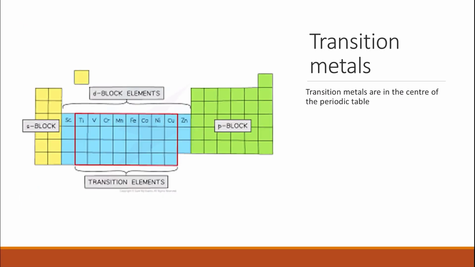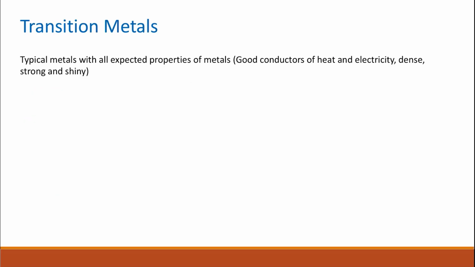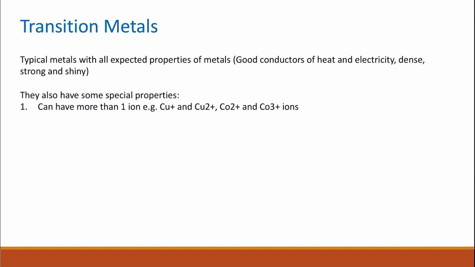The last thing we're going to talk about is the transition metals. So transition metals are these metals which are found in the center of the periodic table. Transition metals are still metals, so they have the typical properties of metals like heat and electricity conductivity. They are strong, shiny, and dense, but they have some unique properties as well. The first one is that they can give more than one ion. So they can lose one or two electrons, or can lose two or three electrons. So they give different positively charged ions like copper: we have copper plus and copper 2 plus.